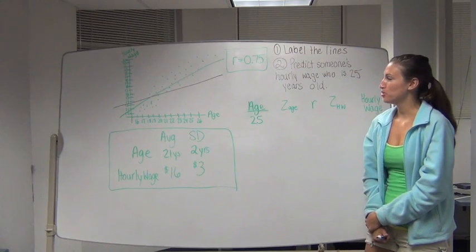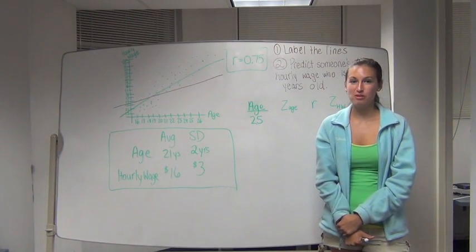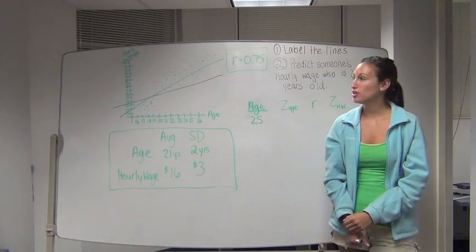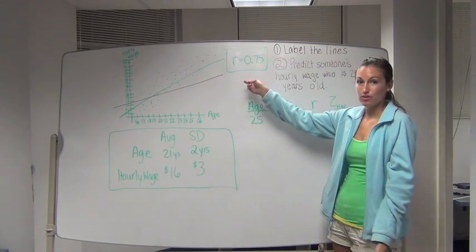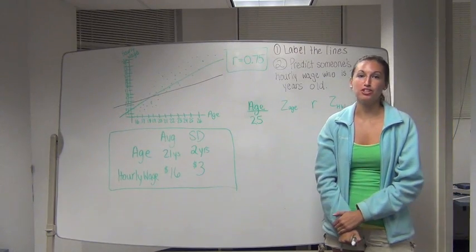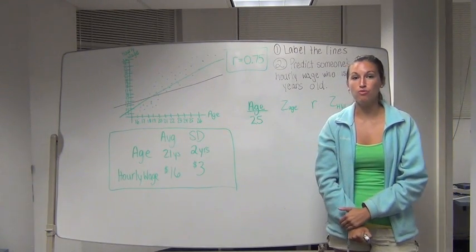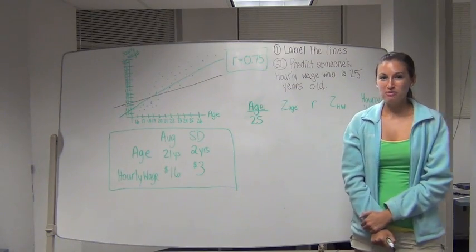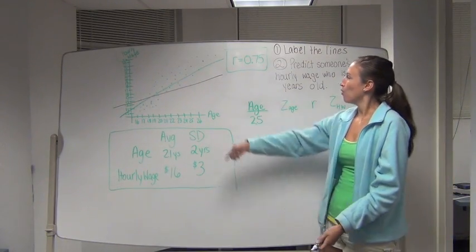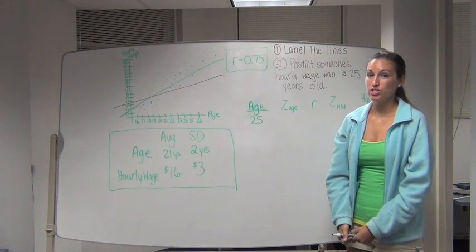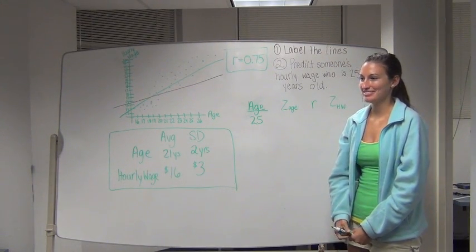So in this example, we're going to look at predicting someone's hourly wage from their age. And these two variables are correlated. They have a correlation coefficient of 0.75. However, they're not perfectly correlated. They don't have that correlation of 1. So before we begin, would anyone like to come up and point out which of these two lines is the SD line and which one is the regression line?